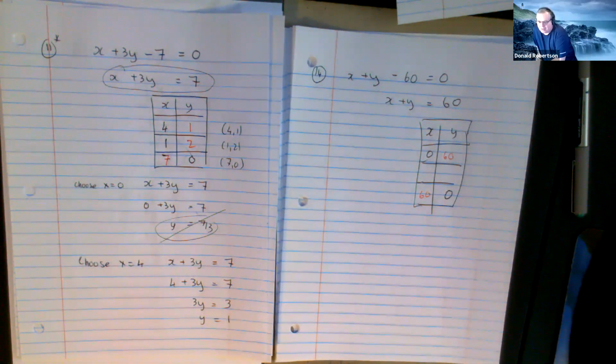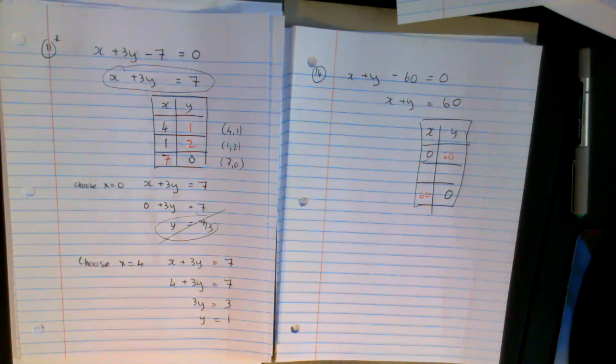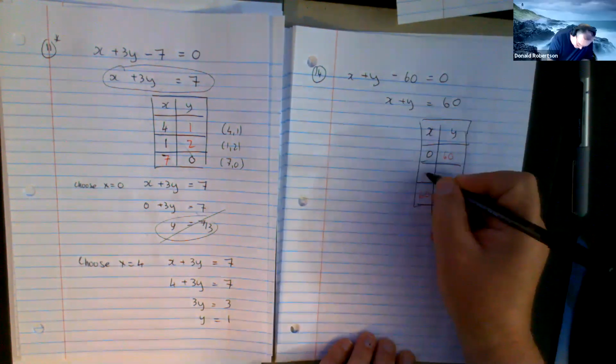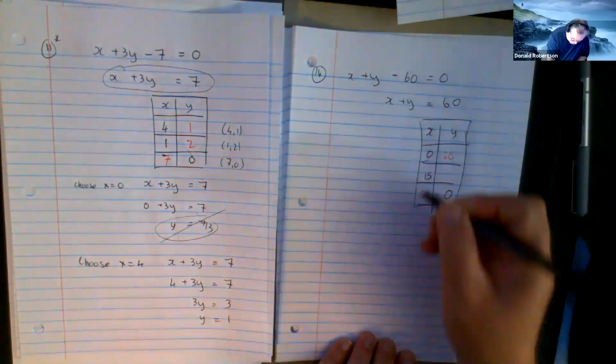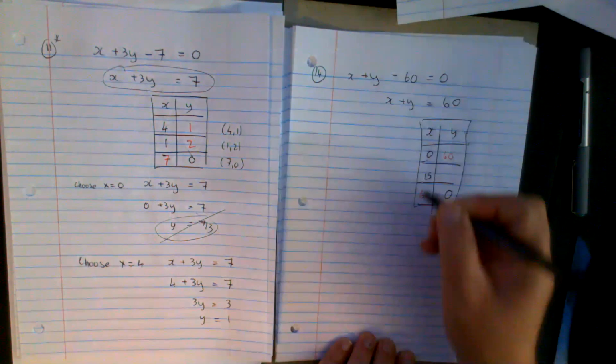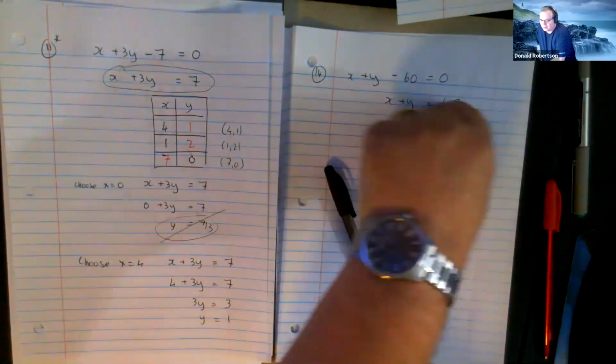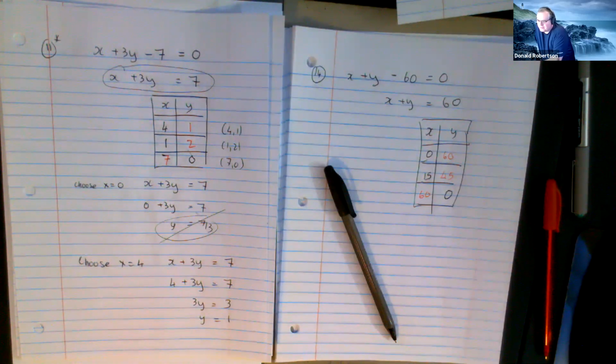Give me anything, an X or a Y. I'll figure out who the other guy is. 15. As good a number as any. Do you know who the other guy's going to be? 45. Yeah. Would you agree that that is a very nice equation to draw a line for? Because pretty much won't anything work? If you picked 42, wouldn't the other guy be 18? You'd be able to plot anything.